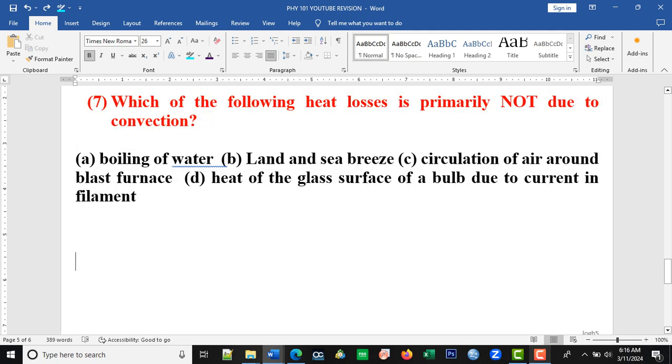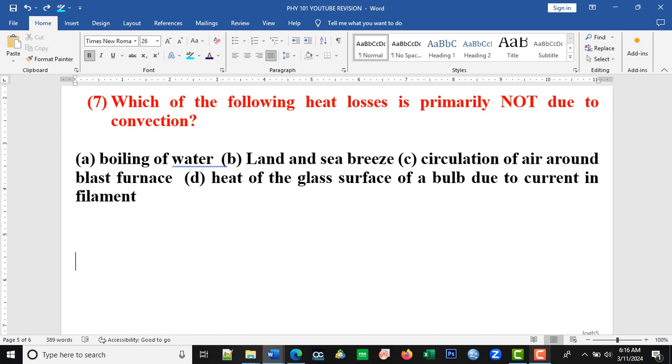This one says, which of the following heat losses is primarily not due to convection? A. Boiling of water. B. Land and sea breeze. C. Circulation of air around the blast furnace. And D. Heat of the glass surface of a bulb due to current in filament.